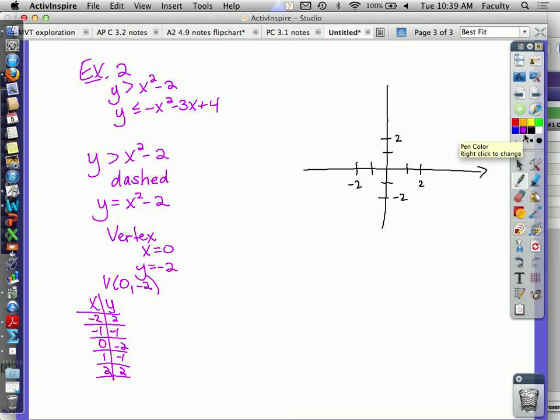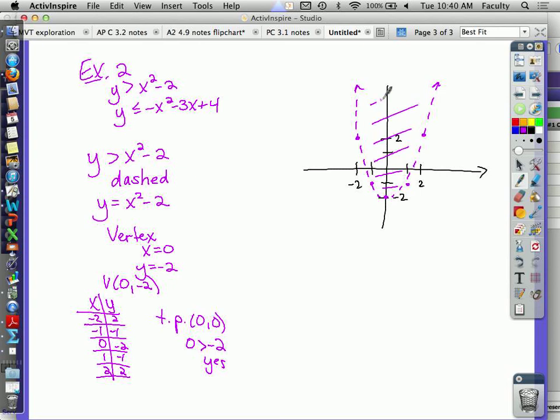Okay, so we already did our table, right? Do you guys remember? On number 8. Now this one's dashed. And my test point, 0, 0, is 0 greater than -2? Yes. And what I would recommend when you're doing the system, just very lightly shade. Okay, very lightly shade it.